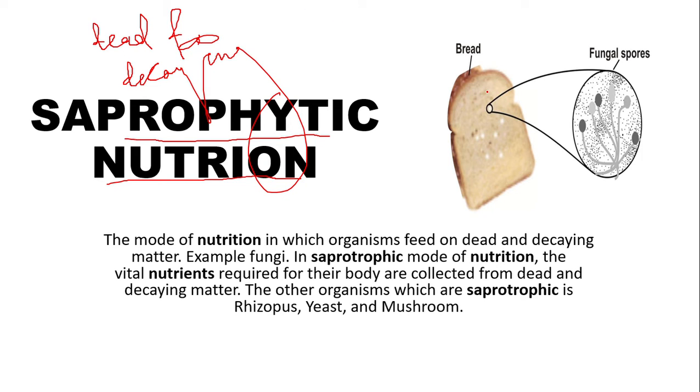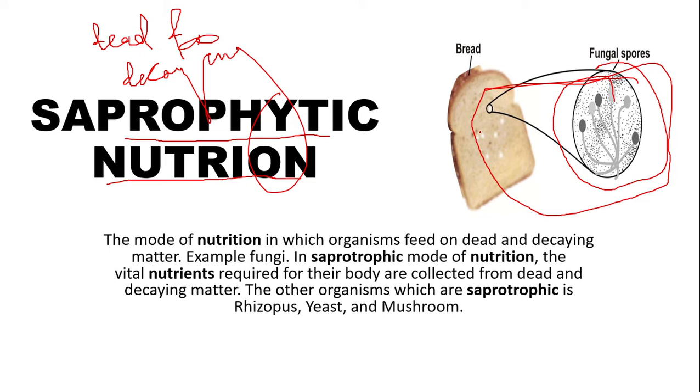Okay, so the best example is the fungus on the bread. You will see black spots on the bread, black or white. You might think, oh my god, what's this? It's nothing but the fungus. This is the microscopic image of the black spots on the bread. It's nothing but the fungus, spores and fungus. Okay, so let's go into the definition.